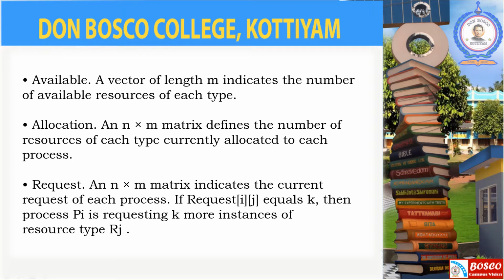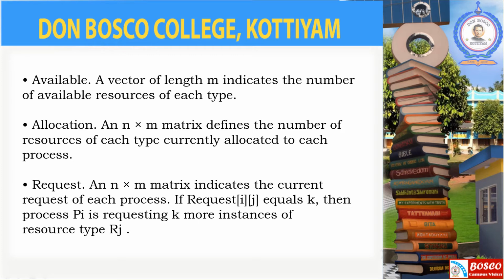And next is the allocation. Allocation is an n into m matrix, where n is the number of processes and m is the number of resources. The allocation data structure indicates the number of resources of each type currently allocated to each process.